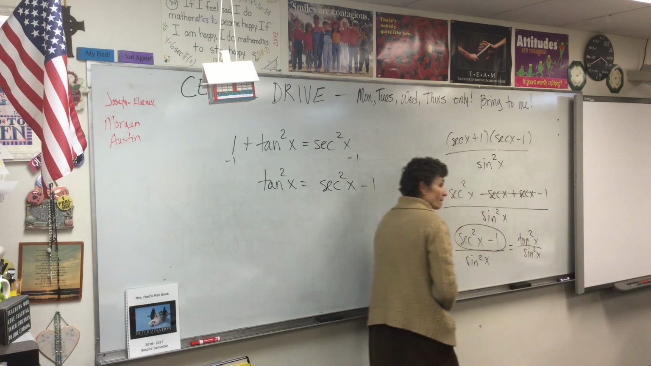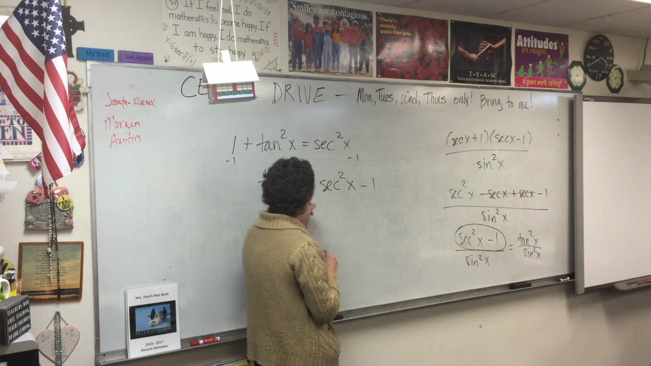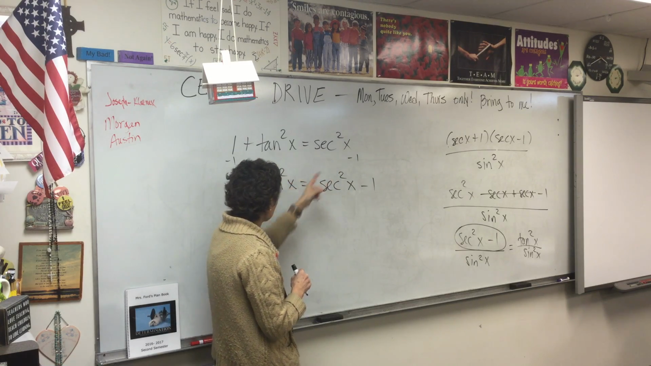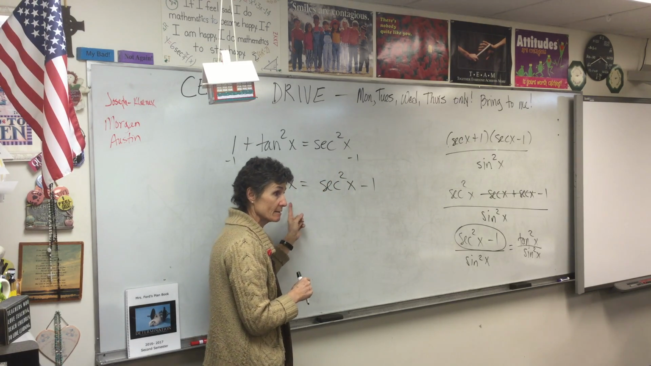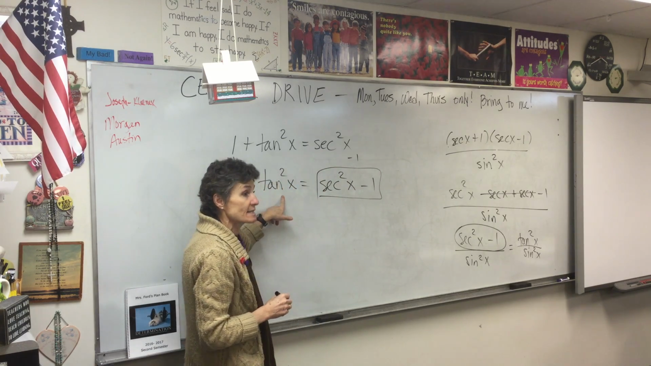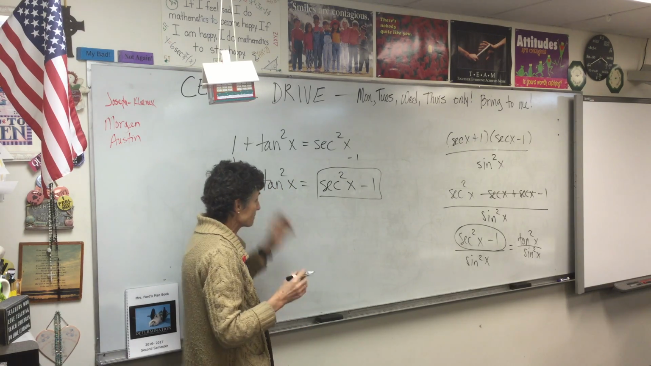How can you do that? Because it's substitution. This is that, this is what's on your paper. If I subtract 1 from both sides, then it looks like this, which means every time I see a secant squared minus 1, it's the same as tangent squared. It's like substitution. I'm substituting it in.